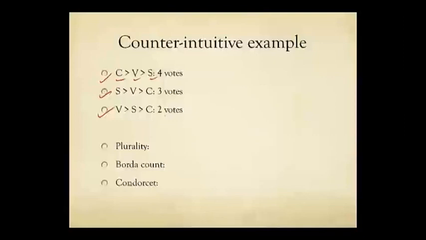By plurality voting, it's quite clear. We will get C as the top one. Chocolate is the best. And then strawberry gets 3 votes, putting it on the top, so we get strawberry. And vanilla got 2 votes, putting it on the top, so we get vanilla.